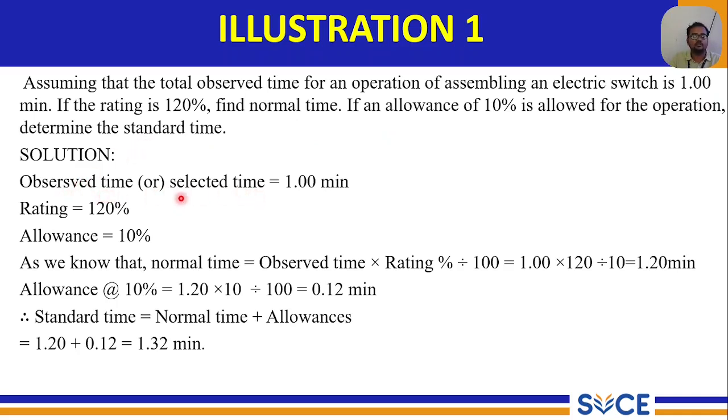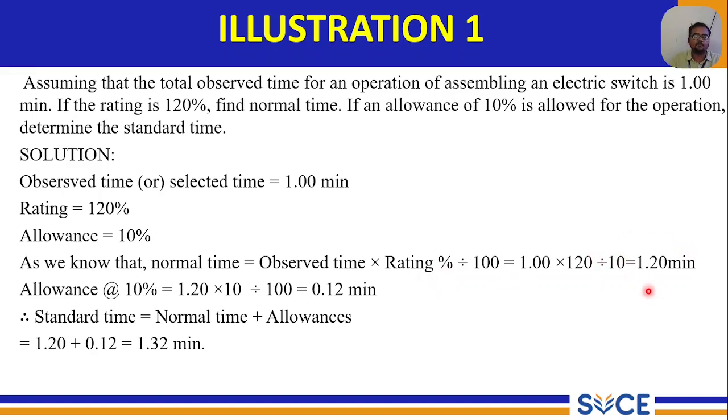So here we'll start with finding the observed time. Observed time here refers to the time of making an electric switch, which is 1 minute, and the rating is 20% above, and the allowance is 10%. So we know that normal time is your observed time multiplied by your rating percentage. So that will be 1.20 minutes.